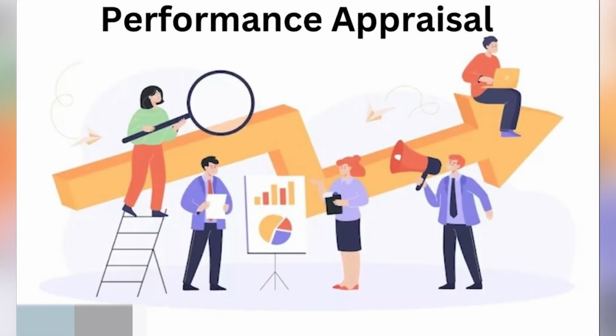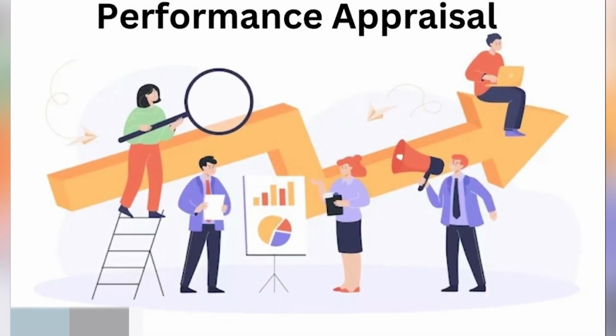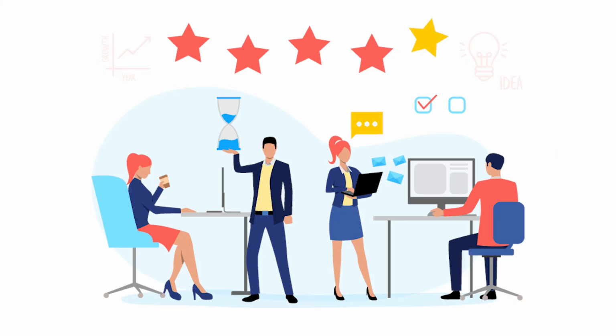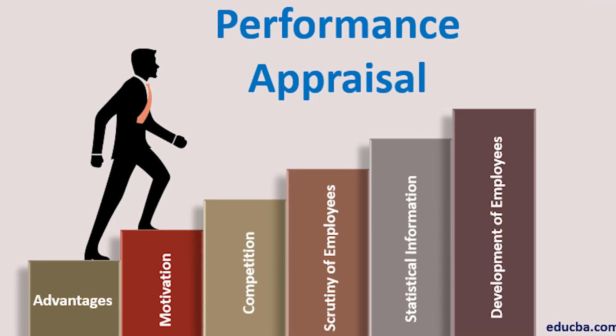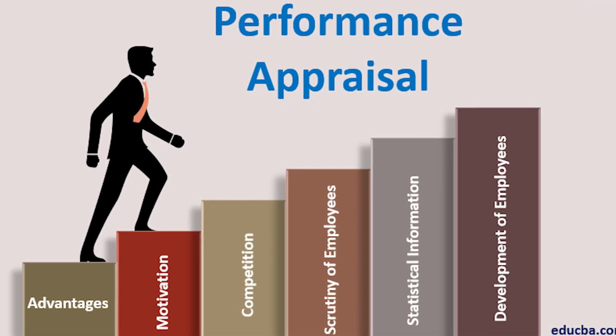The fourth activity of staffing function is performance appraisal. Performance appraisal is a systematic evaluation of employee performance over time. This function involves setting goals, providing feedback, and career development planning. Performance appraisal provides employees with a clear understanding of expectations. Performance appraisal also identifies high performers for promotions and further development.